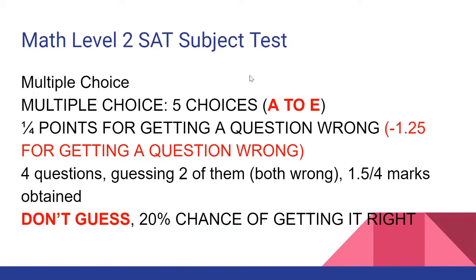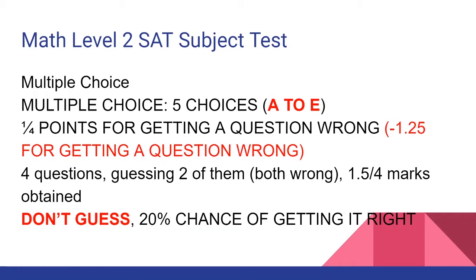So, a little bit of an introduction. There are multiple choice questions. You have 5 choices, A to E. You lose 1 out of 4 points, which is negative 0.25, for getting a question wrong. So if you get a question wrong, that means you actually lose negative 1.25 marks, because first of all, that question is worth a mark, and then on top of that you got it wrong, so you get 1.25 marks off, and that is what you call negative marking.